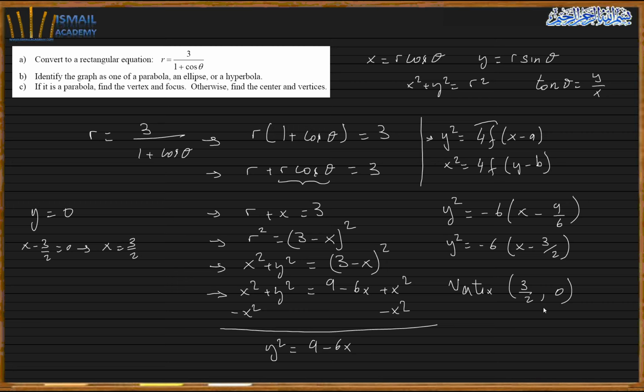Now they ask me for the focus. So for the focus I need to find out this value f and add it to that one. So here I know that 4f will be equal to minus 6. That means my f is minus 6 over 4, which is minus 3/2.